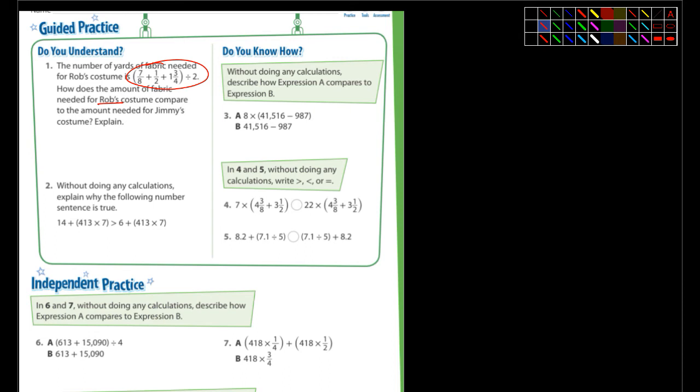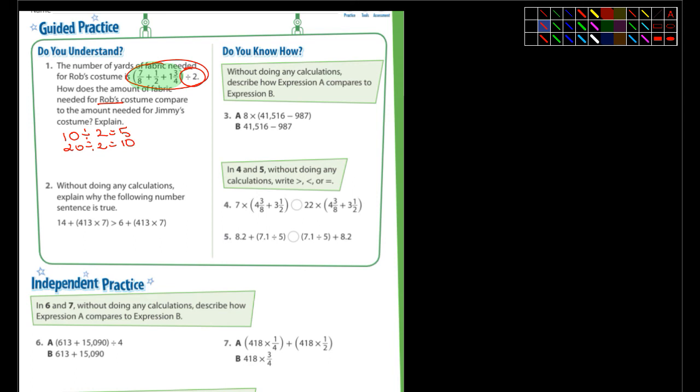Well, Jimmy's costume was just adding up these fractions right here, okay? And then his dad's costume was adding those up and then being multiplied by 3. Now, Rob here, it's being divided by 2. So when you divide a number by 2, what happens? What happens when we divide 10 by 2? 10 divided by 2, what's that equal? That's 5. Okay, 20. What's 20 divided by 2? 20 divided by 2 is 10.